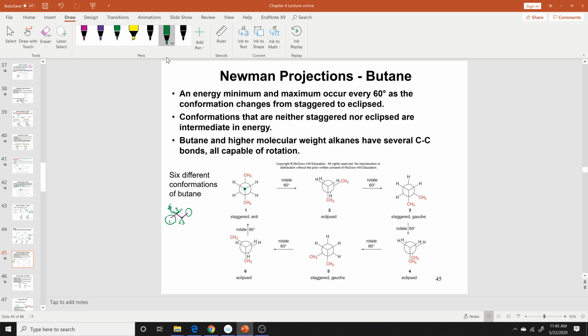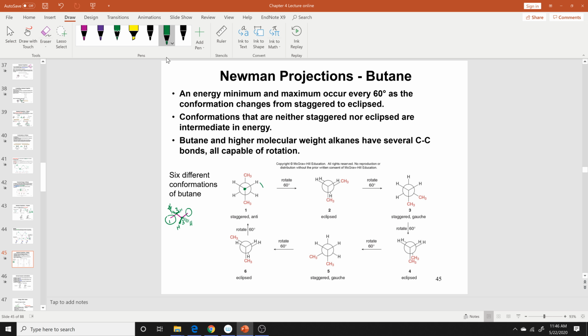And then again, I have a hydrogen in front, and then I have my hydrogen at the back over here, okay? So I have my hydrogen in front, and I have my hydrogen at the back. So this is going to be my hydrogen in front, and that's going to be my hydrogen at the back.